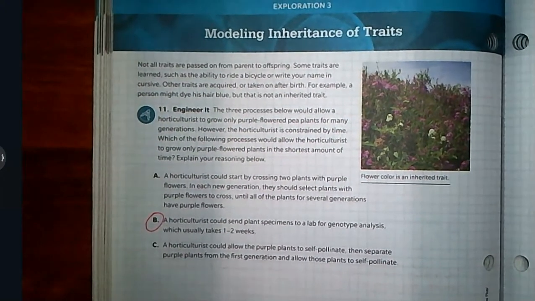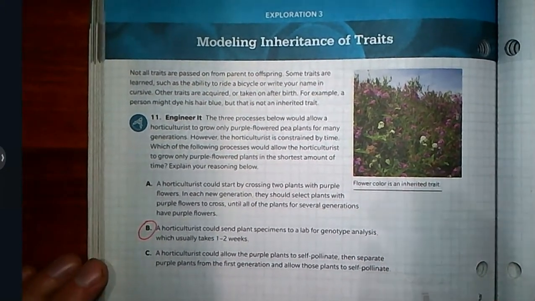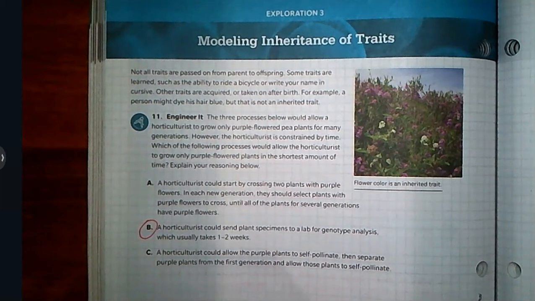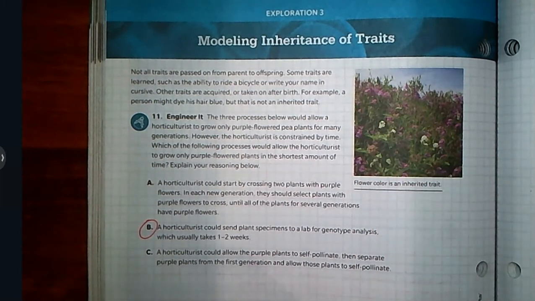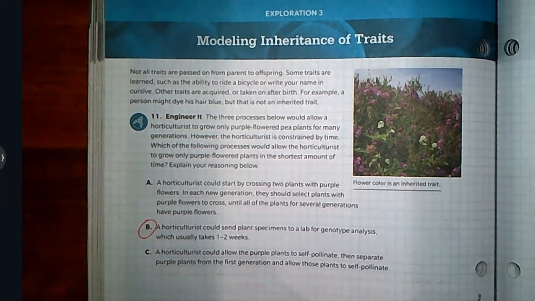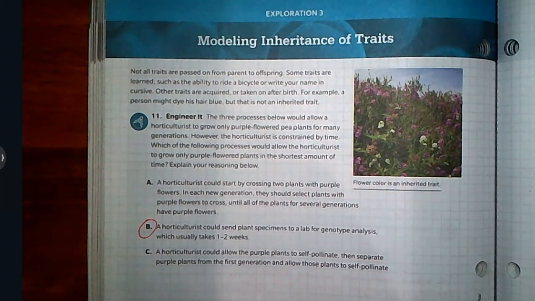Okay, so as we look at Exploration 3, if we were looking at plants here, there are many things that we can study on those plants. In all living organisms, we can look at traits, and traits are passed on from parents to offspring. Some traits can be learned. Walking or riding a bike is a learned trait. We're not born with the ability just to ride a bike. That's a learned trait. But some traits you're born with, or they are inherited.